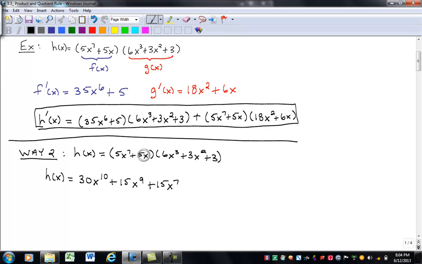Now I'm going to go to the 5x. 5x times 6x cubed is 30x to the 4th. 5x times 3x squared is 15x cubed.